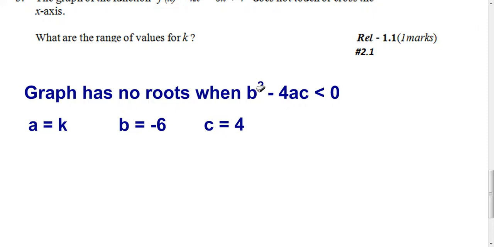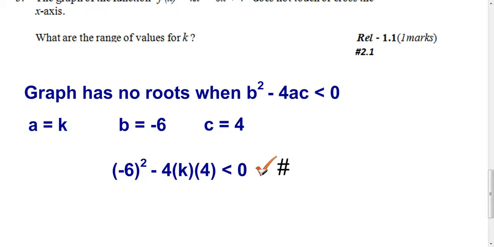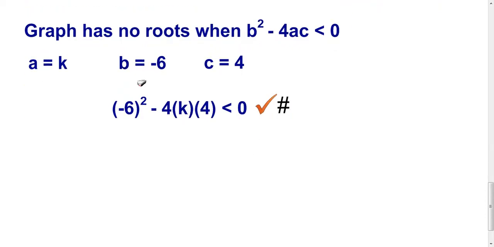So sub b in, you're going to get negative 6 squared, take away 4 times k times 4. That's going to look like this. And that's going to be less than 0, and that's your first mark here. To sort this out, we'll get our second mark. So negative 6 squared is 36. Take away 4 times k times 4. That's really take away 16k, and that's less than 0.